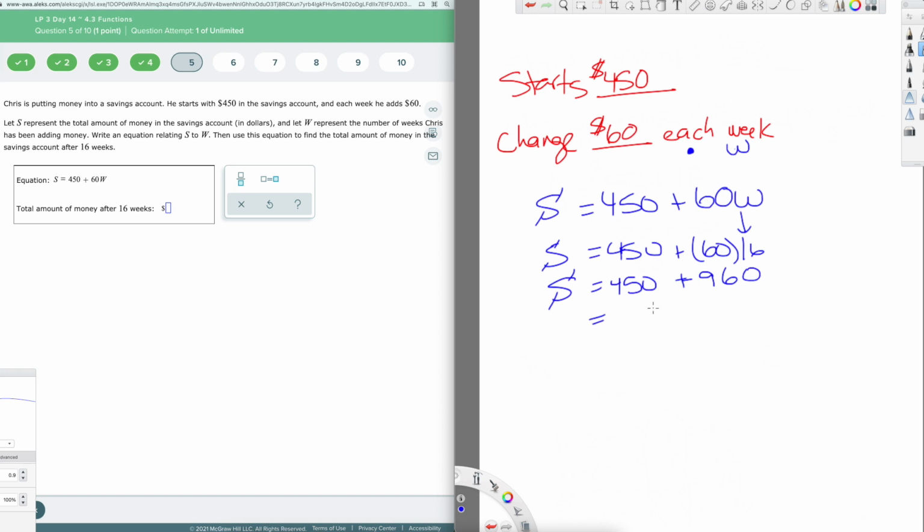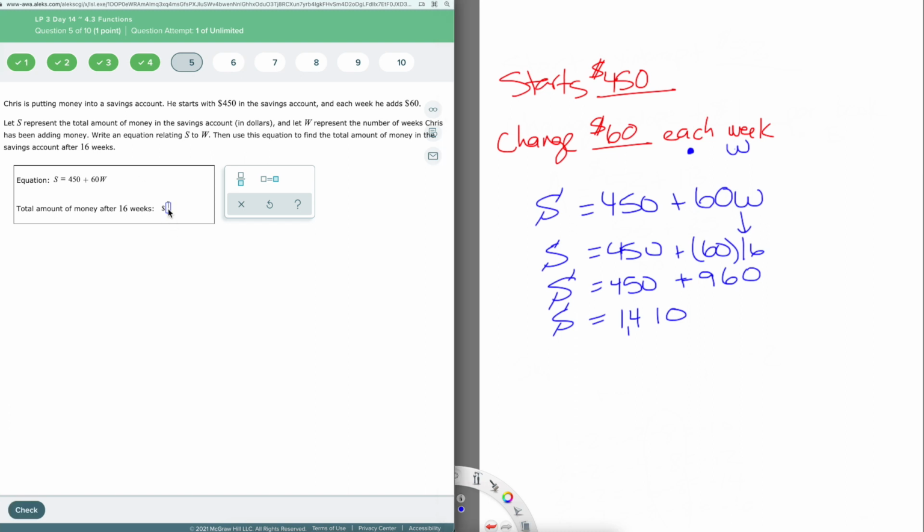So now we're just going to add these together. So we get 0, 11, 10, and 14. So just to confirm, I want to make sure I didn't add that funny. Yeah, so 1,410. So he'll have $1,410 after 16 weeks. So he's definitely starting off a pretty good savings account here. If he can add $60 each week, and after 16 weeks, which is not very much time, that's only about 4 months, he'll have $1,400 in there already. So definitely a pretty good savings account.